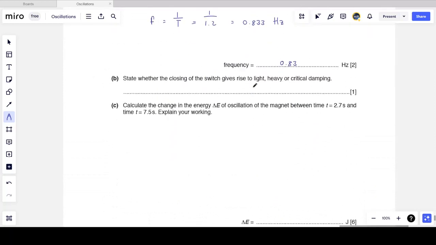But they only want to know what type of damping it is. They don't ask for a reason. So we can simply say it is light damping.